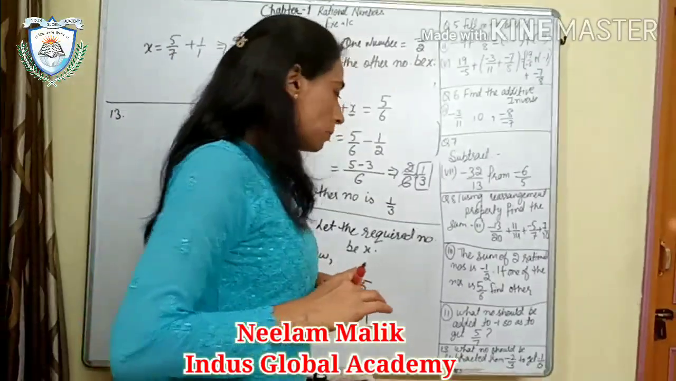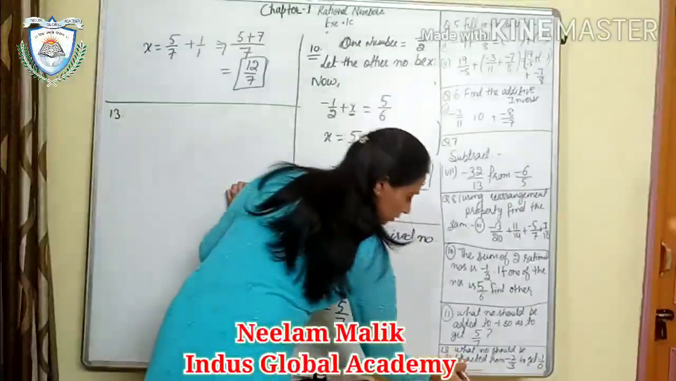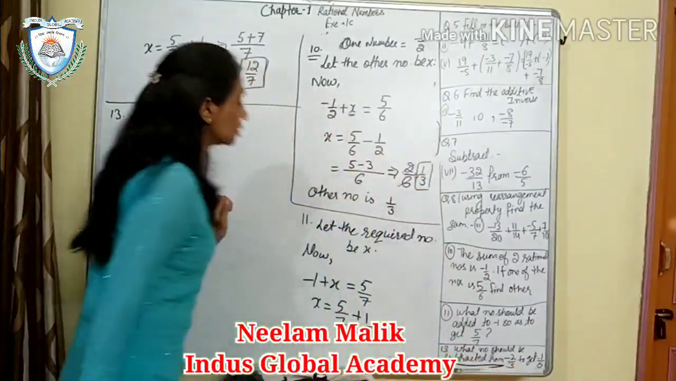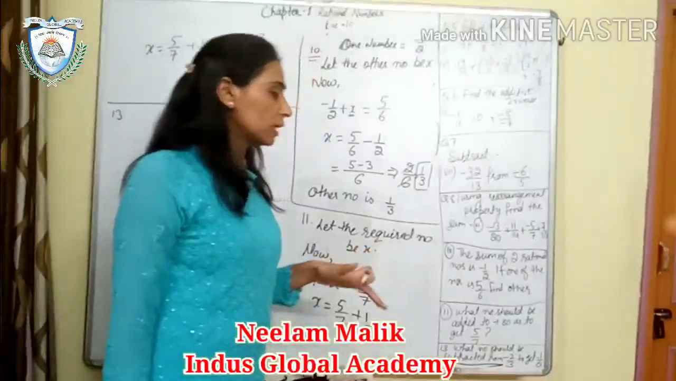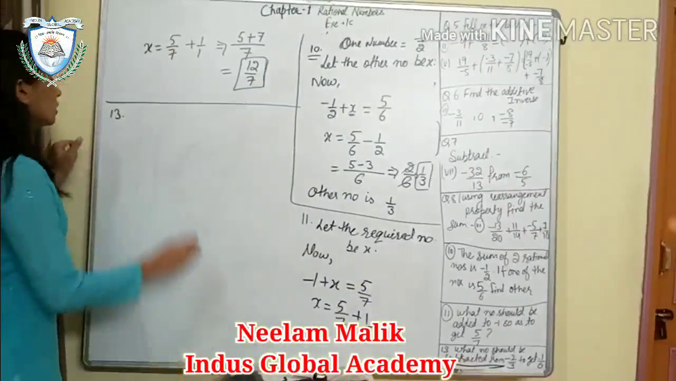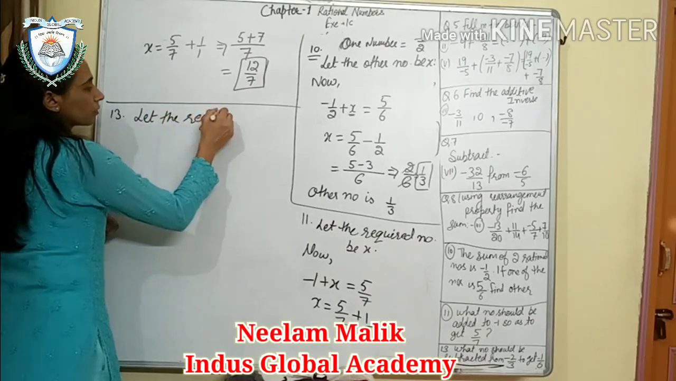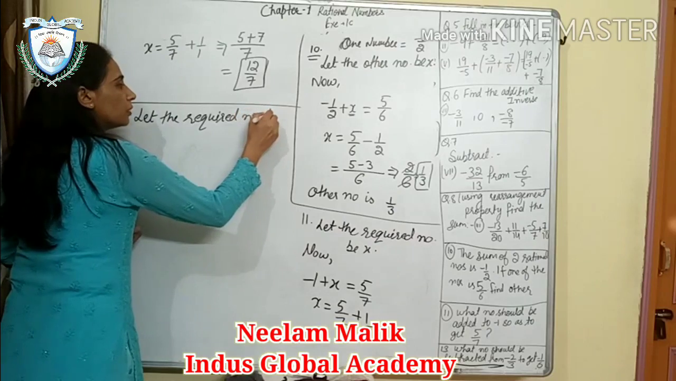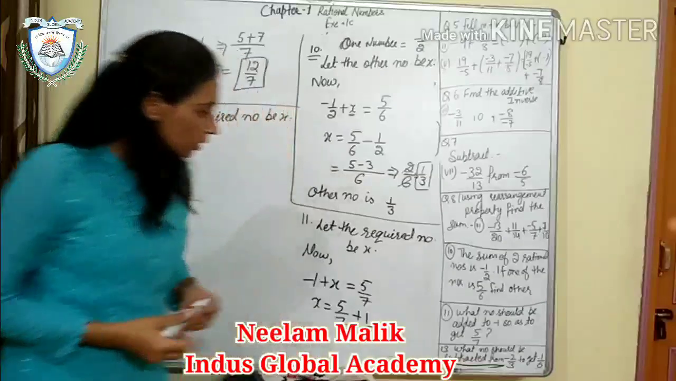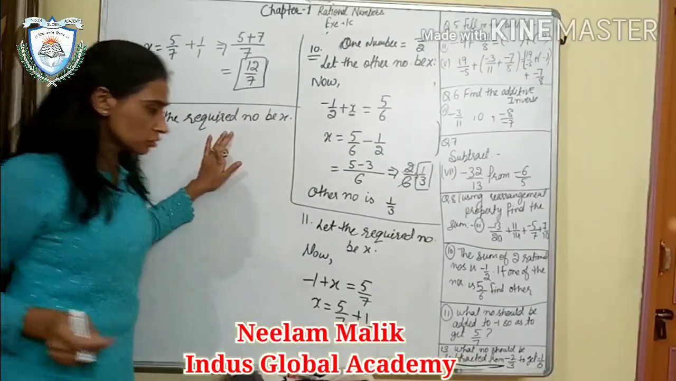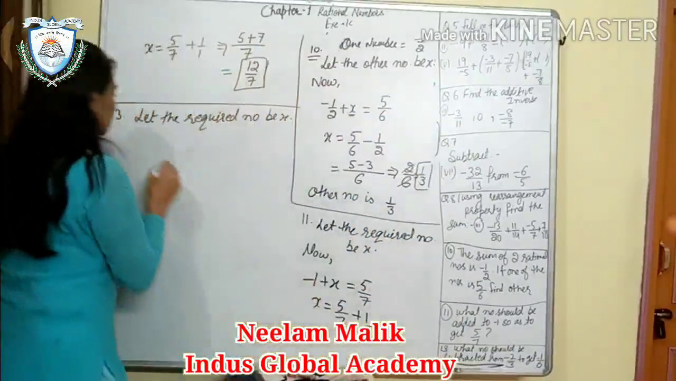What number should be subtracted from minus 2 upon 3? Here is the statement, if it's visible to you. Question number 13: what number should be subtracted from minus 2 upon 3 to get minus 1 upon 6? So here we will also let the required number be x. So what we have to do here is subtract it from minus 2 upon 3.